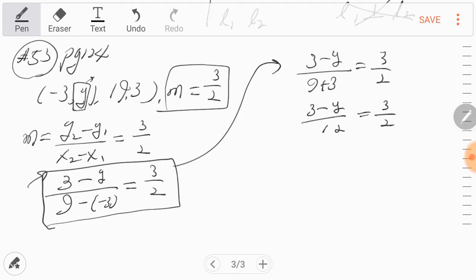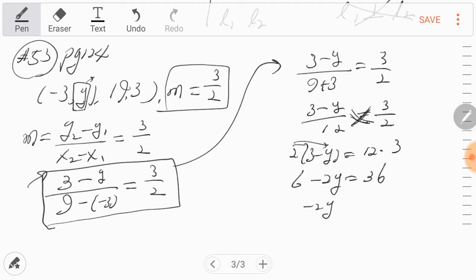Then from this equation, we can use cross multiplication. Then 2 times (3 minus y) equals 12 times 3. Then you can distribute or you can divide by 2. In this case, let's distribute. So 6 minus 2y is equal to 36. Then negative 2y equals, minus 6 on both sides, 30. Then y equals negative 15. So the y coordinate of the first point is negative 15.